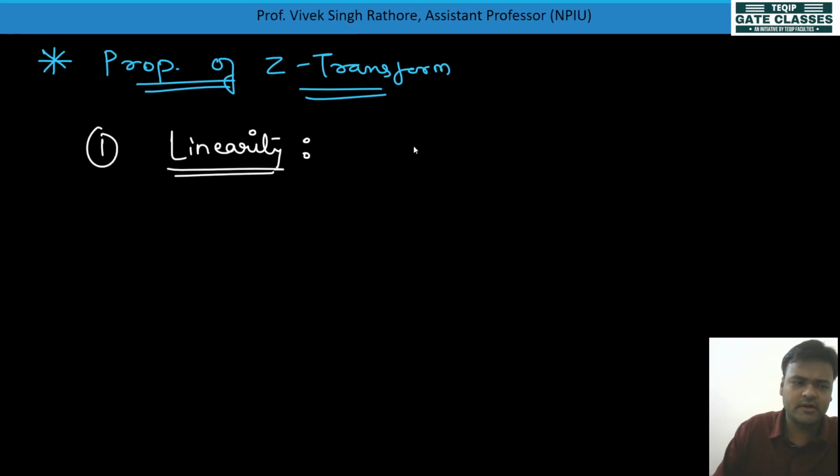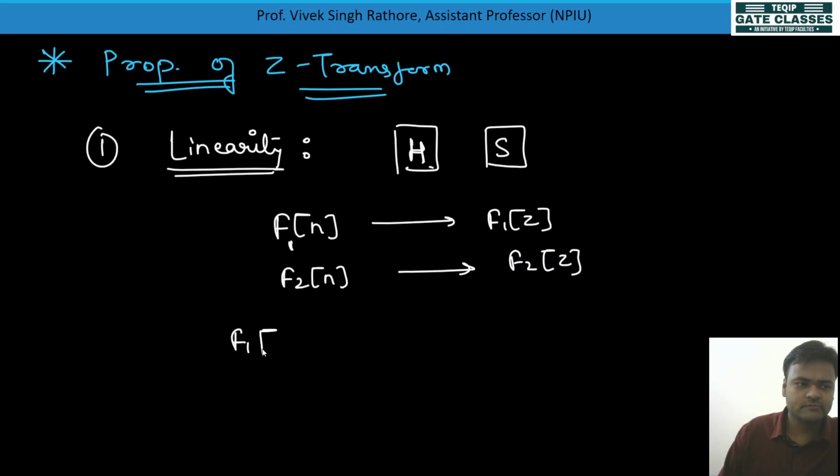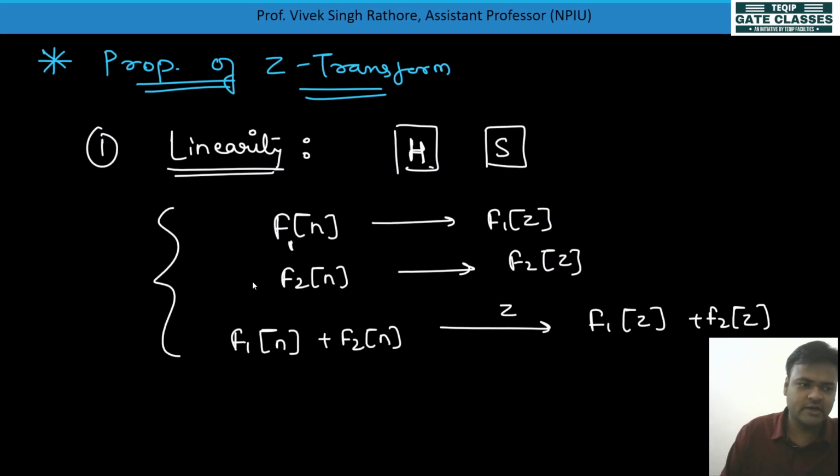For linearity property, you know that two principles should be followed, that is principle of homogeneity and principle of superposition. These two conditions should be satisfied for linearity. Let's suppose f1 of n is a signal, we'll get f1 of z. Another signal f2 of n, if we take Z transform, we'll get f2 of z. If we combine both signals f1 of n plus f2 of n and take the Z transform, and we get f1 of z plus f2 of z, then we say that this follows superposition. So Z transform satisfies the superposition theorem.